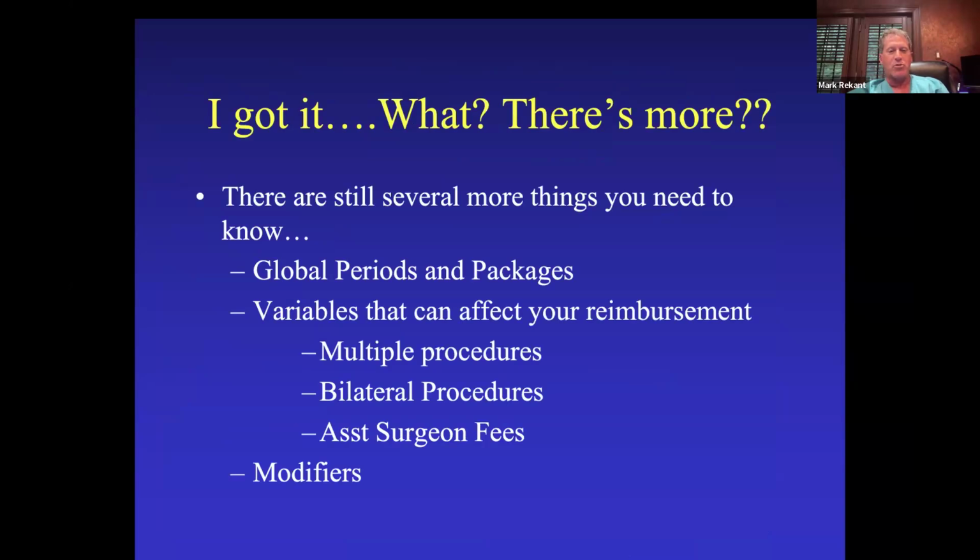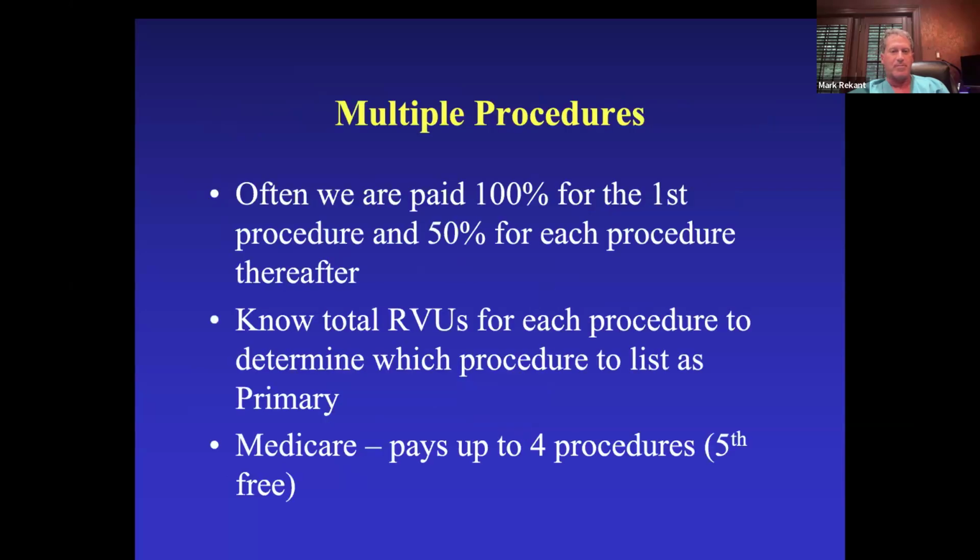So, all right, there's more. There's global periods, which we'll talk about, variables such as multiple procedures, bilateral, and one of the things we'll touch on a lot is assistant surgery fees, as that really is applicable to the APP world. So thinking about this, multiple procedures, particularly for Medicare or CMS, we get paid 100% for the first procedure, 50% for the next, 25% for the one after, and 25% for the fourth. The 5th procedure that you do at that surgical setting is basically gratis.